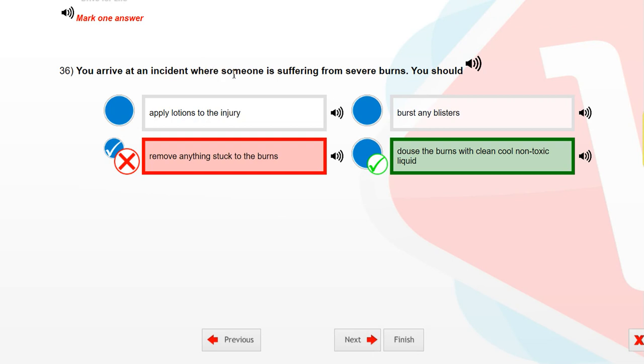You arrive at an incident where someone is suffering from severe burns. You should douse the burns with clean, cool, non-toxic liquid.